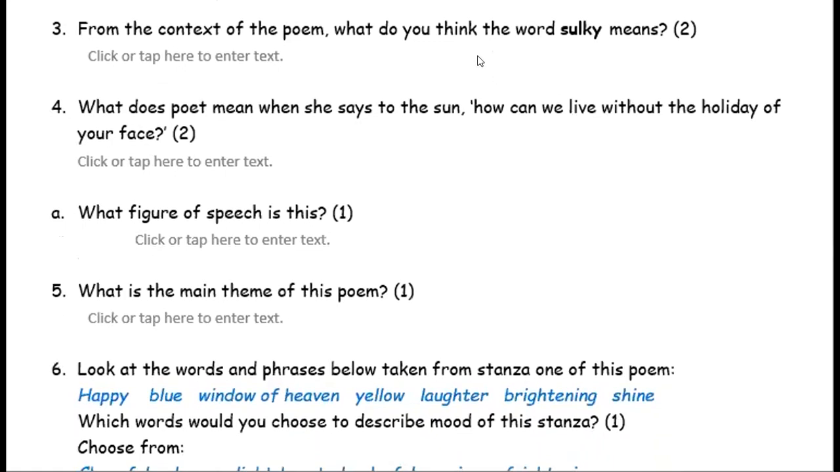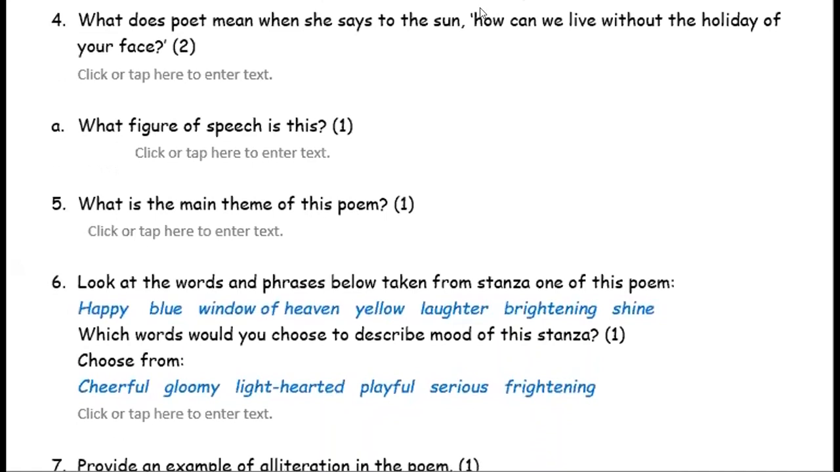Number 3, from the context of the poem, what do you think the word sulky means? I'm using the word context because I don't just randomly want the definition of sulky. I want you to connect it to the emotion of the sun. Why is the sun feeling sulky, right? And guys, you can see that I've added a mark allocation. It will guide you to how much you need to write for the answer. So for this answer, it needs to be worth 2 marks. Okay, so basically 2 solid points or 1 point, and you explain that point.